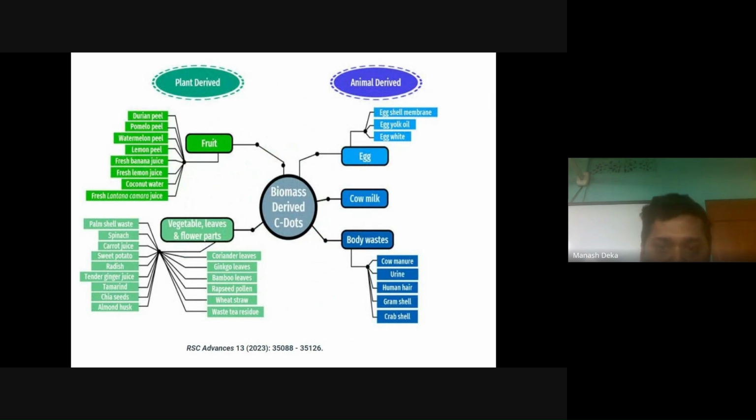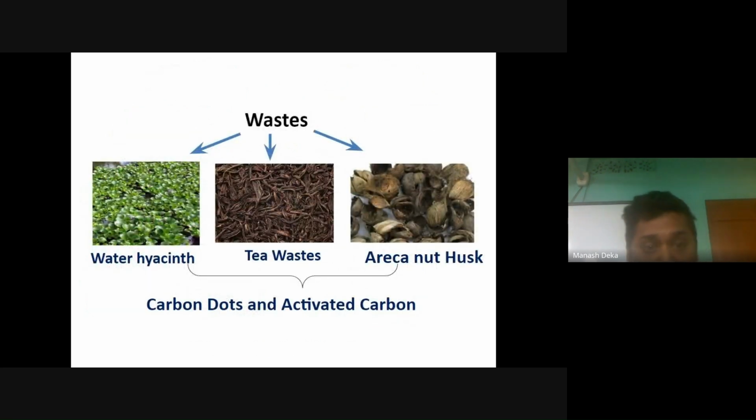These biomass-derived carbon dots can be of plant or animal origin. For plant origin, they may be from fruits, vegetables, leaves, flower parts, etc. These are already reported. And for animal origin, they are derived from eggs, cow milk, body waste like urine, human hair, and so on. Many more reports are there for synthesis of carbon dots from biomass of plant and animal origin. Our laboratory mostly works on these three waste materials, which are very readily available in Assam: water hyacinth waste, tea waste, and areca nut husks. We have synthesized carbon dots and activated carbon from these waste materials.